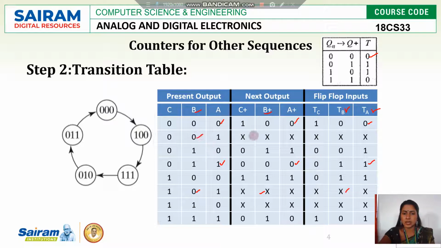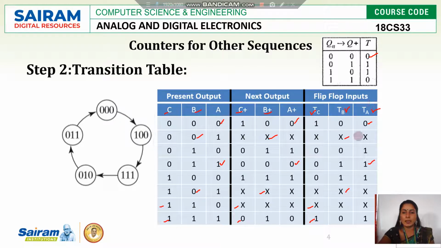Here also 0 and X, output is don't care. Then I am going to check TC. For that I need C and C plus value. 1 and 0. 1 and 0 means result is 1. 1 and X. So if any one input is X, then the output is also X. Okay, so this is also ready. So TA, TB, TC is ready.